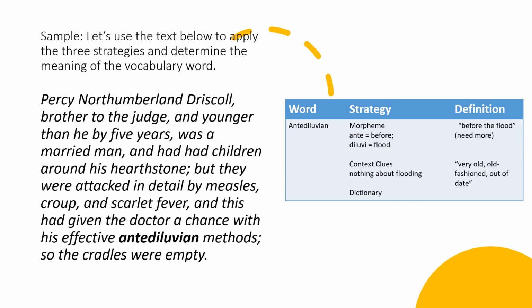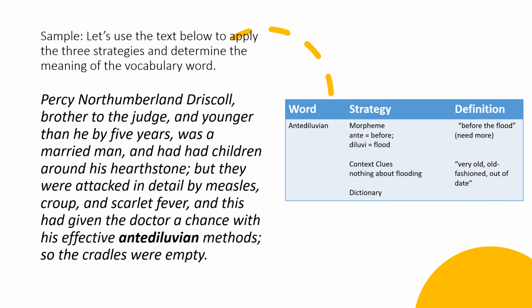The first step in our process is the morpheme analysis. So we're going to divide the word into its parts. I can see the prefix anti, so notice that I've already put that in the chart, the suffix an, and I think that the root must be diluvi. The next step is to determine the meanings of those parts. The prefix is kind of familiar to me. I've seen it in words like anteroom and antecedent.